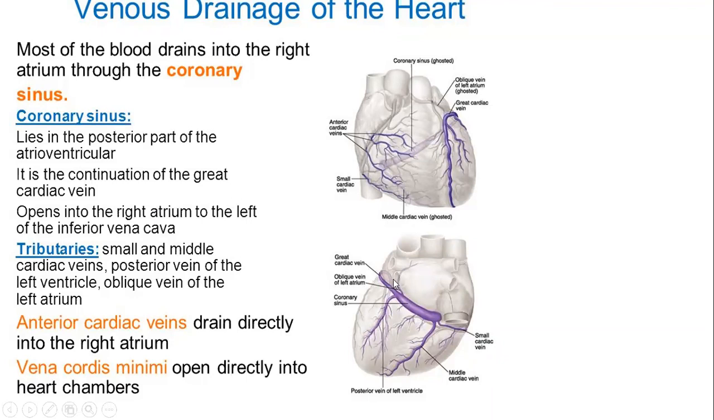ये continuation होती है पीछे से एक और major vein की, जिसका नाम है great cardiac vein. और ये vein जो है, ये इन तमाम vein से blood लेके coronary sinus खुद कहाँ open करता है? Into the right atrium. अब coronary sinus की tributaries कौन-कौन सी हैं?